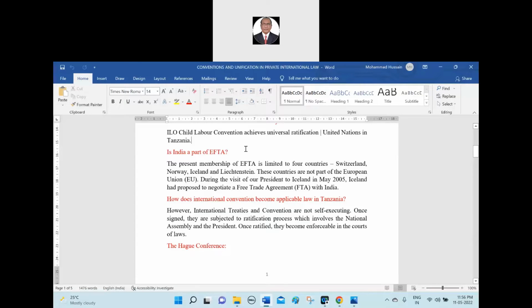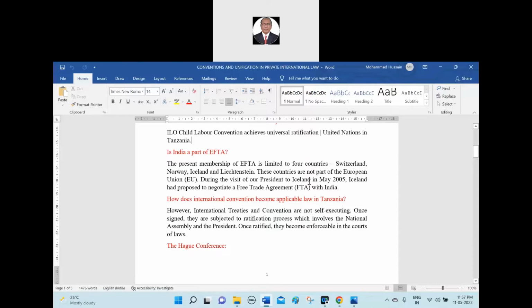Okay, now is India part of the EFTA? Answer no. But of course, they try to make it out because they want to trade with the European Union. The present members of the EFTA are limited to four countries: Switzerland, Norway, Iceland, and Liechtenstein. And these countries are not part of the European Union.